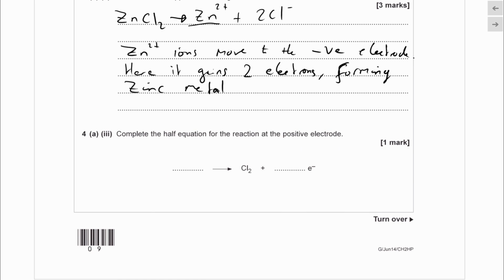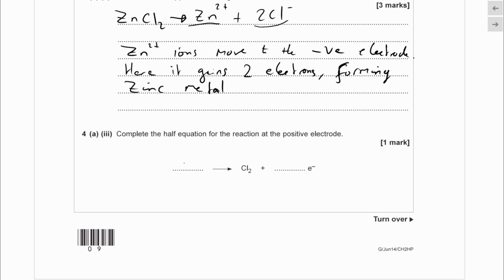Next we have part 3, which says complete the half equation for the reaction at the positive electrode. Well, at the positive electrode we're going to get the negative ions, and remember the negative ions up here were the chlorides, right? So we've got the Cl-. And you'll notice that there's no state symbols on this chlorine, so we don't have to write state symbols for the rest. But we do know that it's molten, so it's going to be liquid.